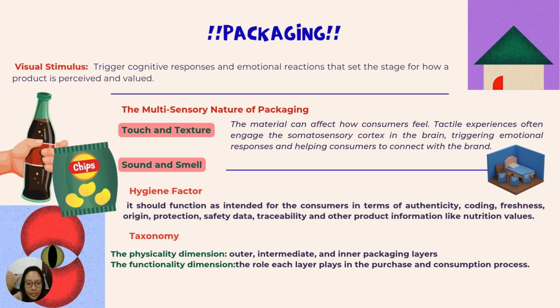And the taxonomy of packaging is that it can be analyzed in two key dimensions, functionality and physicality. The physicality dimension includes the outer, the intermediate, and the inner packaging layers, while the functionality dimension refers to the role each layer plays in the purchase and consumption process. About the physicality, the outer layer of the packaging is often designed to attract attention and establish brand identity, while the inner packaging ensures freshness, safety, and ease of use. Functional packaging ensures that the product is easy to use, store, and consume. In high-end products, innovative packaging can enhance the overall luxury experience.